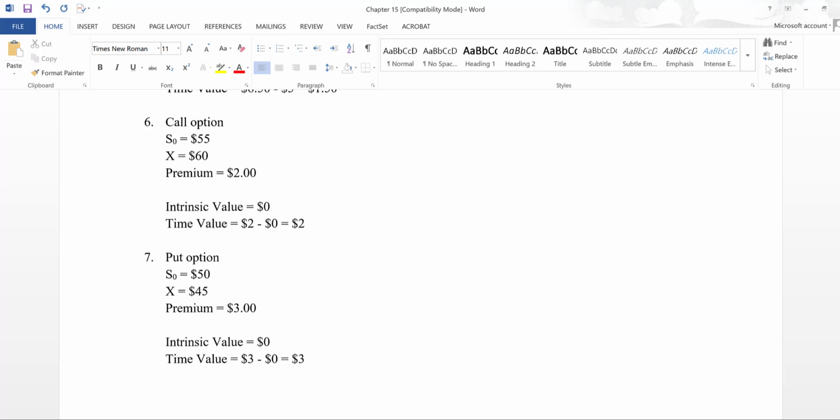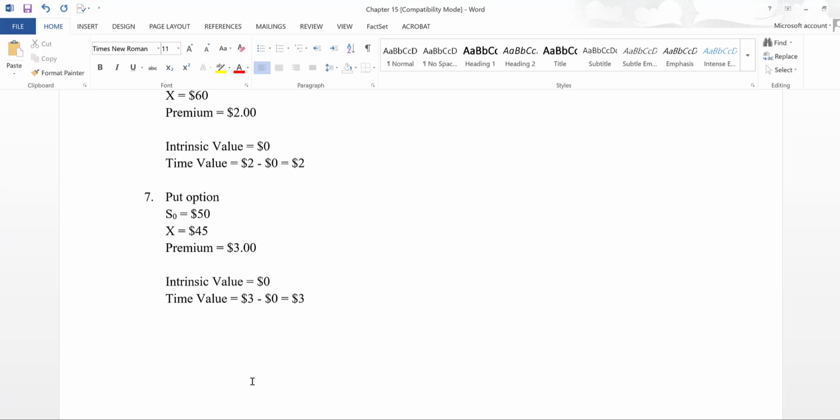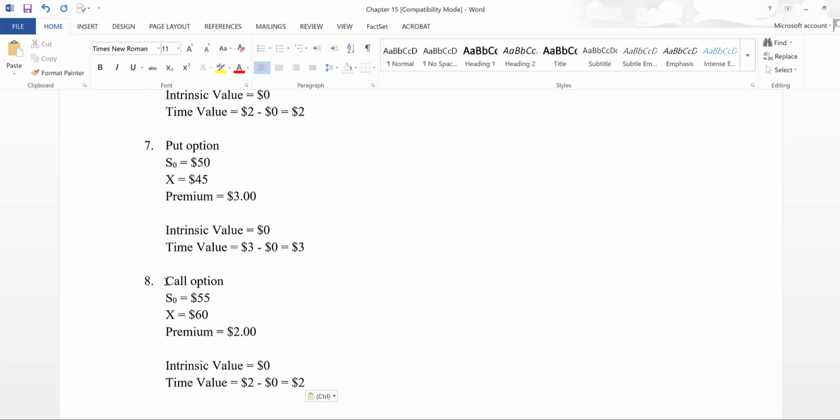Okay, let's do one more, the last one. Let's do a put option again. Let's keep these numbers the same. So you have a put option. The stock price is currently 55, the exercise price of the option is 60, and the premium is $8 currently. This is a put option again. You have the right to sell at 60.